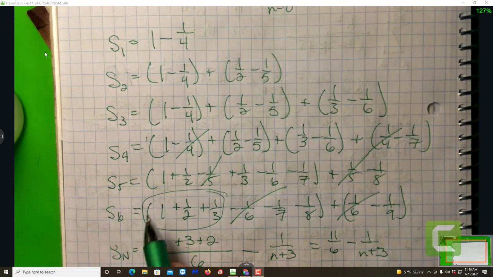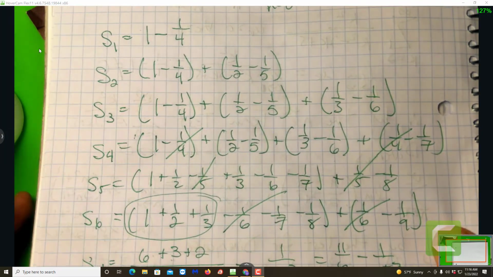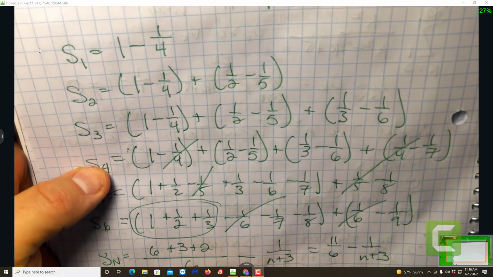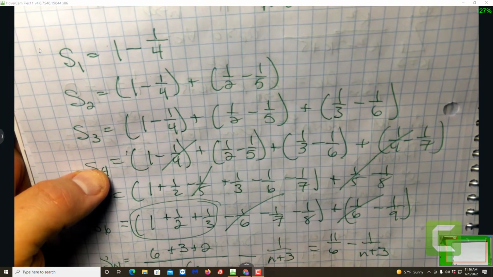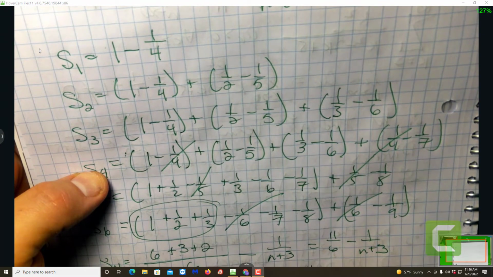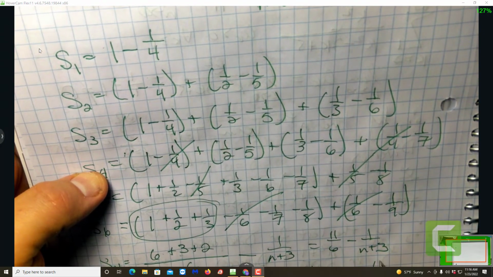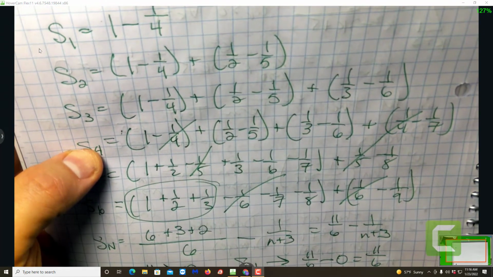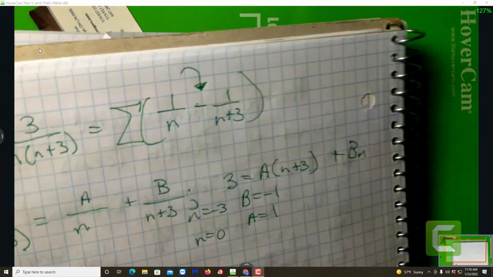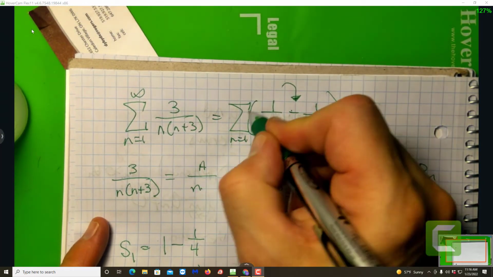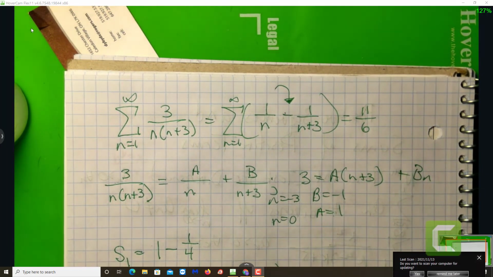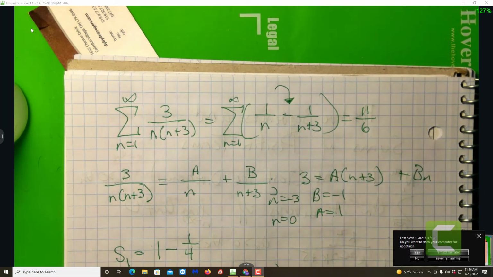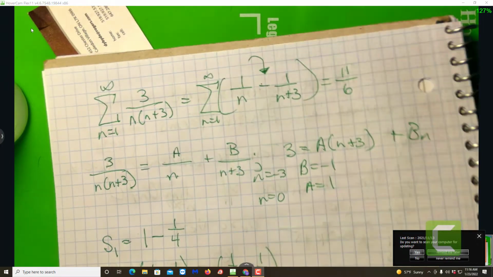Now, I take this limit. As n goes to infinity, this sum goes to 11/6 minus nothing. So it's approaching 11/6. So the sum is 11/6. But now notice, I had to write out 6 or 7 partial sums to see that that happened.